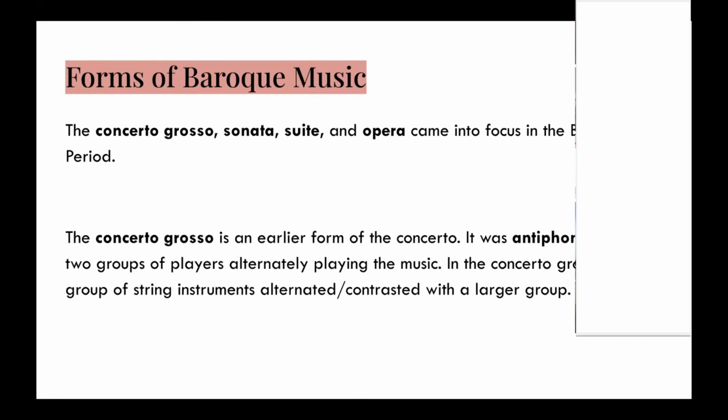Okay, so the Concerto Grosso, Sonata, Suite, and Opera came into focus in the Baroque period. The Concerto Grosso is an earlier form of the concerto. It was antiphonal, or had two groups of players alternately playing the music. In the Concerto Grosso, a small group of string instruments alternated or contrasted with a larger group.